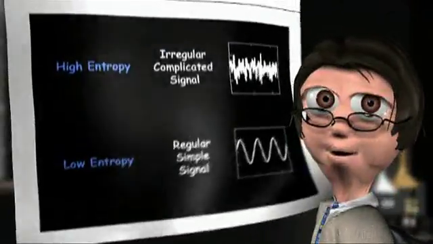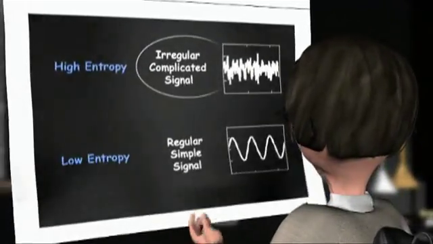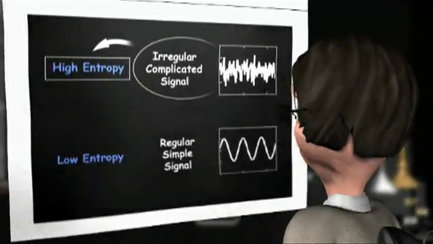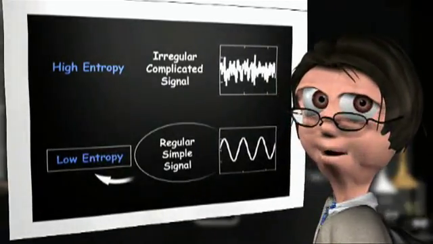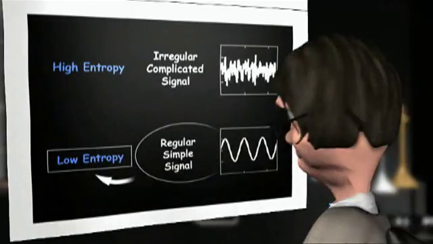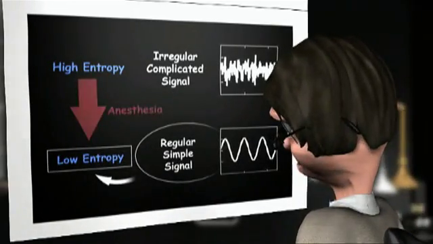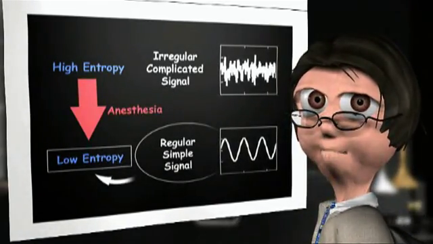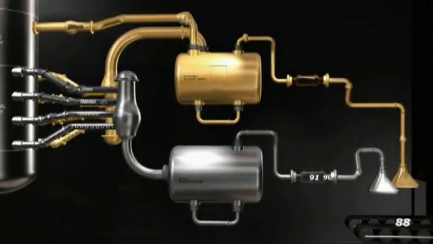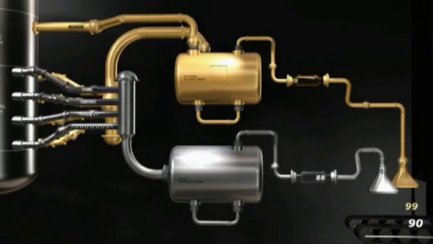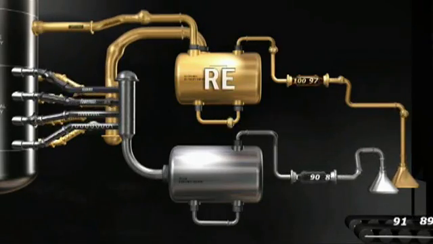Entropy is a measure of the complexity of a signal. An irregular signal has high entropy. A simple sinusoidal signal has low entropy. This is important, as it has been shown that the EEG becomes more regular as the patient is anesthetized. See, that's pretty simple.